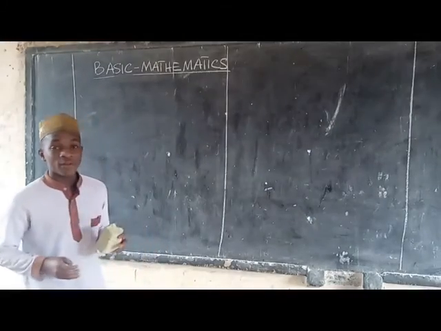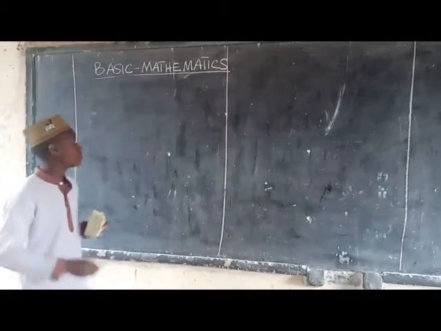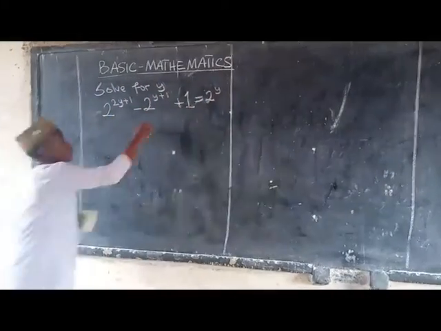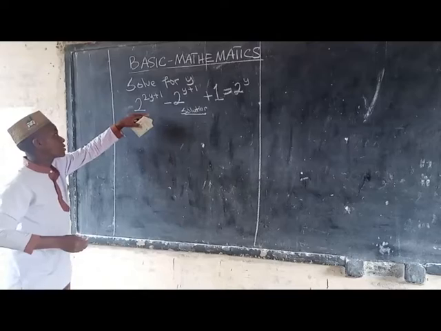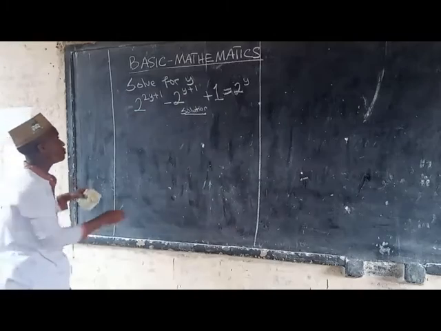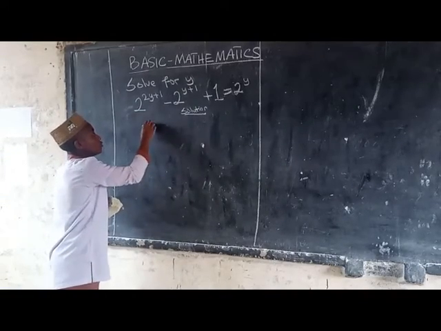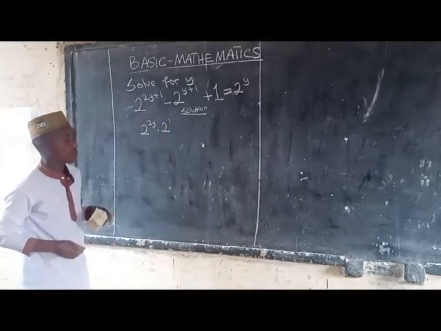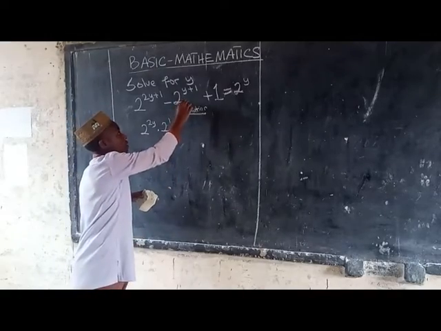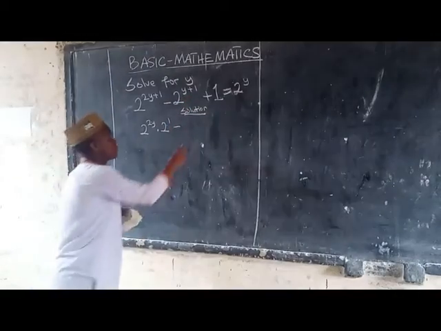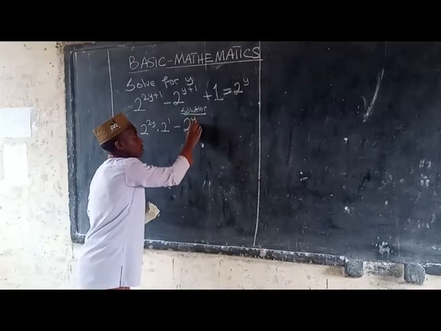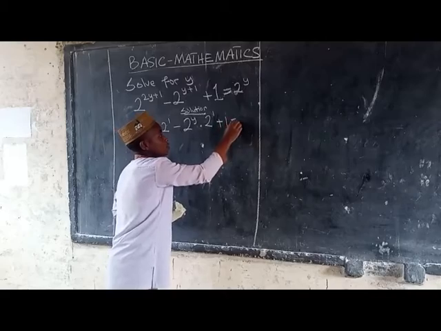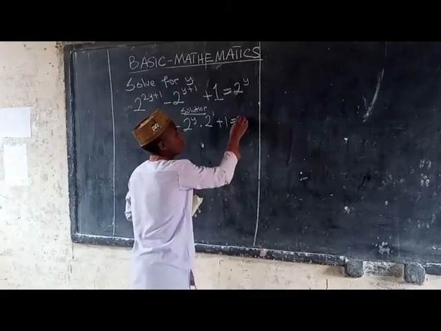I'm in front of you to solve for the value of y in the equation. Here we start by splitting 2 exponent 2y plus 1, whereby it will be 2 exponent 2y times 2 exponent 1. Again we split 2 exponent y plus 1, whereby we get 2 exponent y times 2 exponent 1, plus 1 is equal to 2 exponent y.